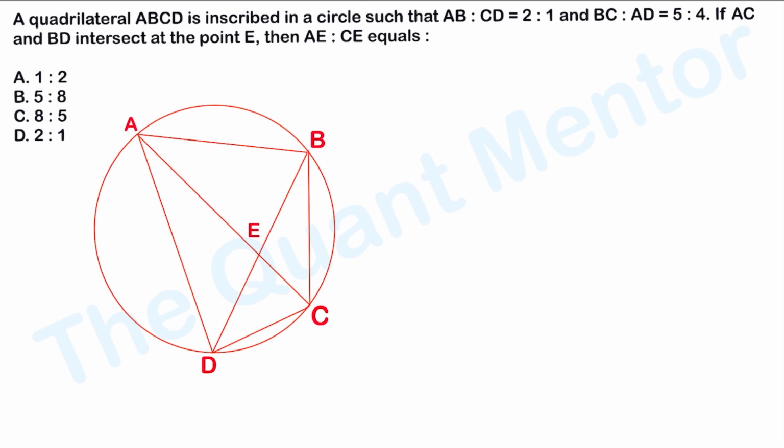Alright, a quadrilateral ABCD is inscribed in a circle such that AB is to CD is 2 is to 1 and BC is to AD is 5 is to 4. If AC and BD intersect at the point E, as shown here, this is your point E, then AE is to CE equals?